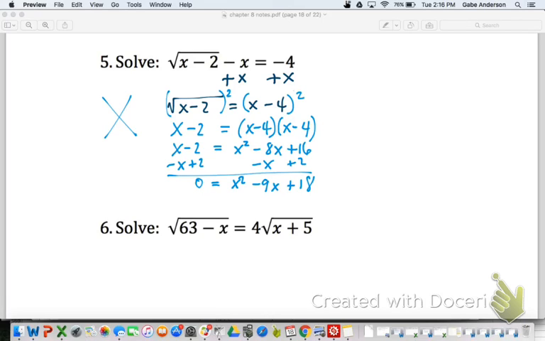Okay, so what number goes in the top of the X? We usually put your AC in the top, so 18. What goes in the bottom? Negative 9, that's your B. All right, now we're trying to think of which numbers multiply to be 18. Yep, so negative 6 and negative 3. So this would factor as 0 equals x minus 6 times x minus 3.